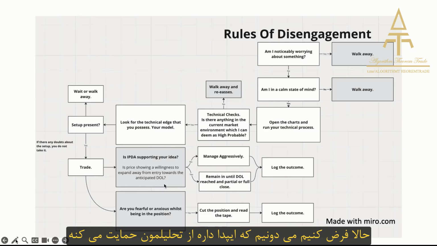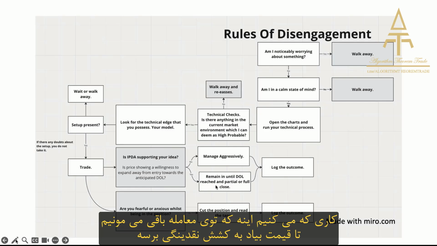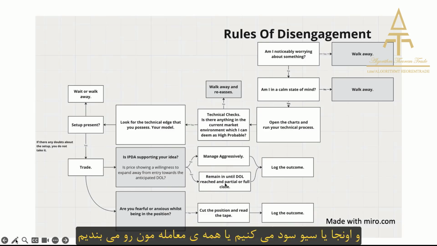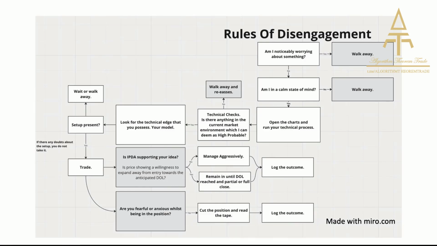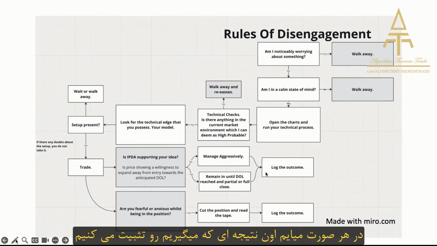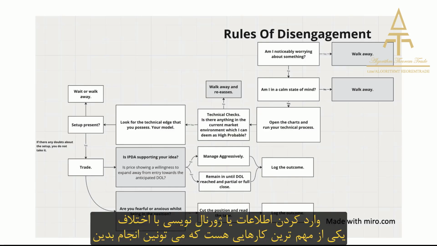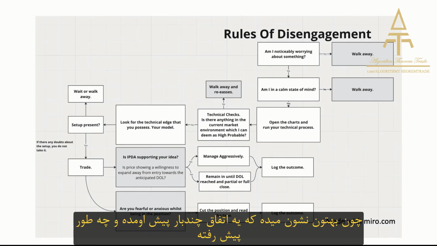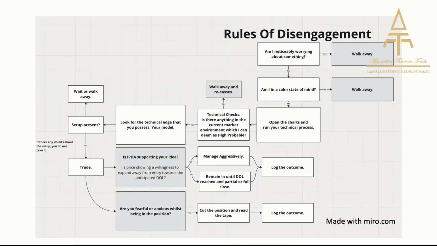Let's say that we do see IBDA supporting our idea. What we then do is that we remain in until the draw on liquidity gets reached and we partial there or we close the position fully. Either way, we log the outcome of what happened. Logging or journaling is by far one of the most important things that you can do because it showcases to you how many times something occurs and something plays out.